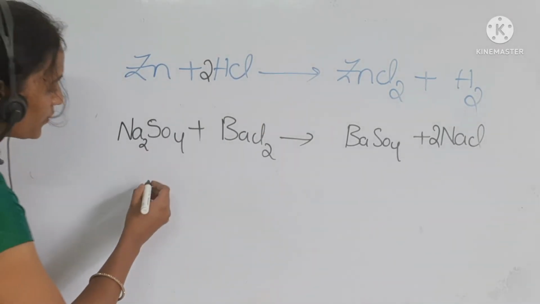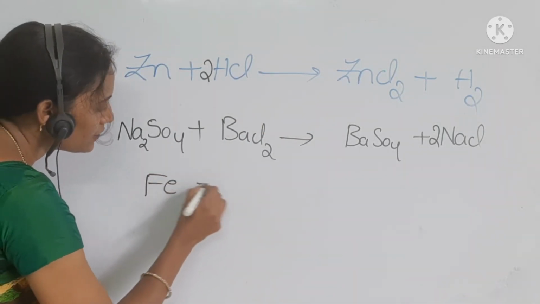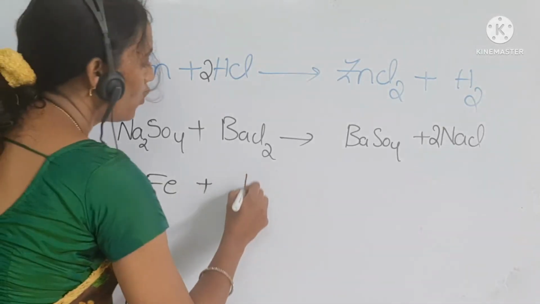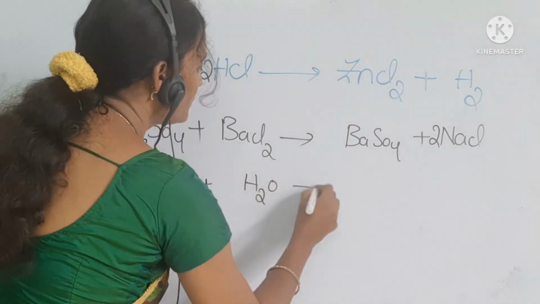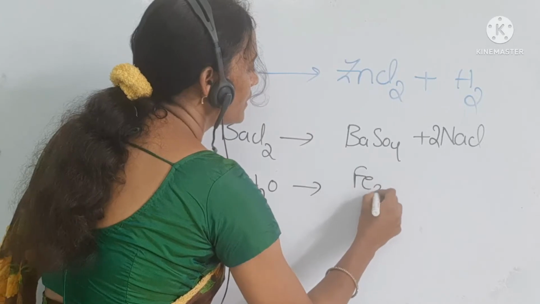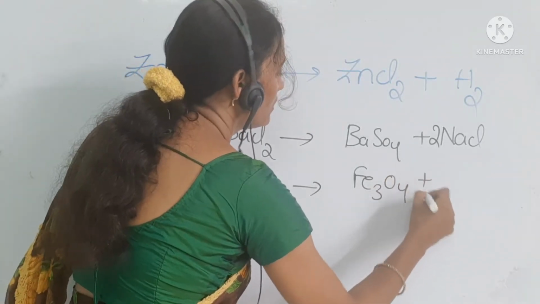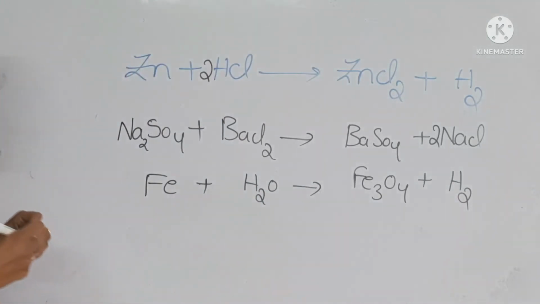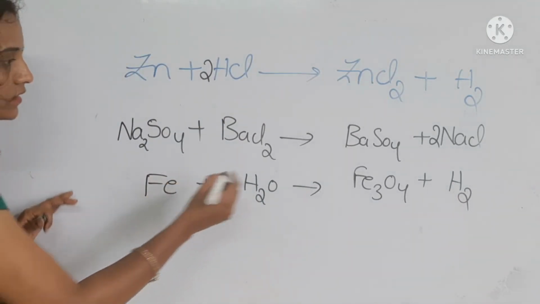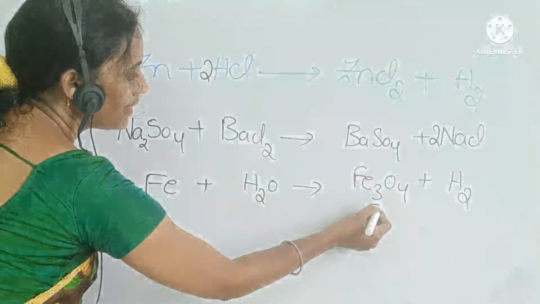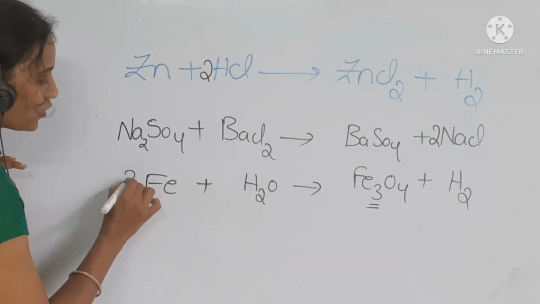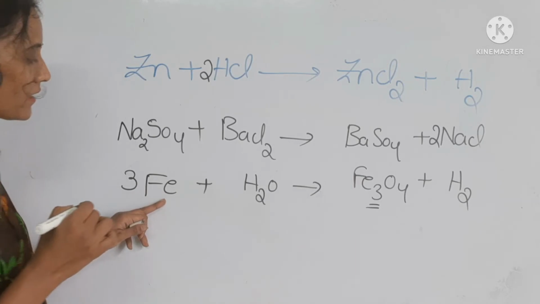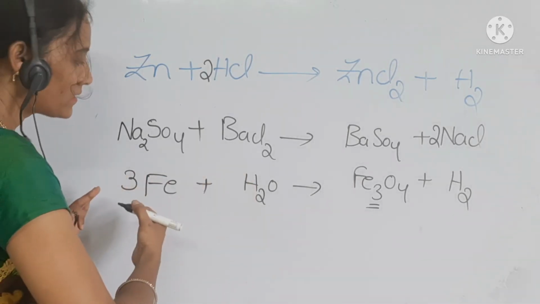Here one more example you can see. Iron reacting with water, it will form Fe3O4 plus H2 gas. Here it is also not a balanced chemical equation. So for this one there are 3 iron atoms, so you can add coefficient 3 to the iron atom present in the reactant side.